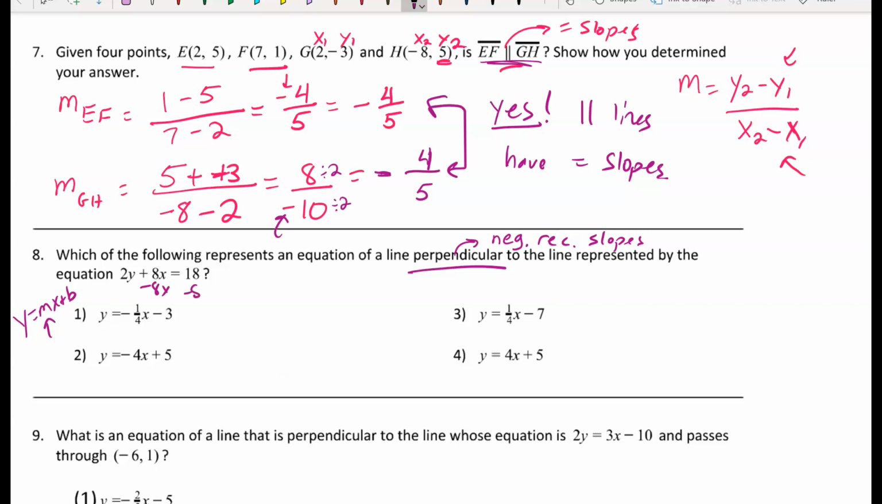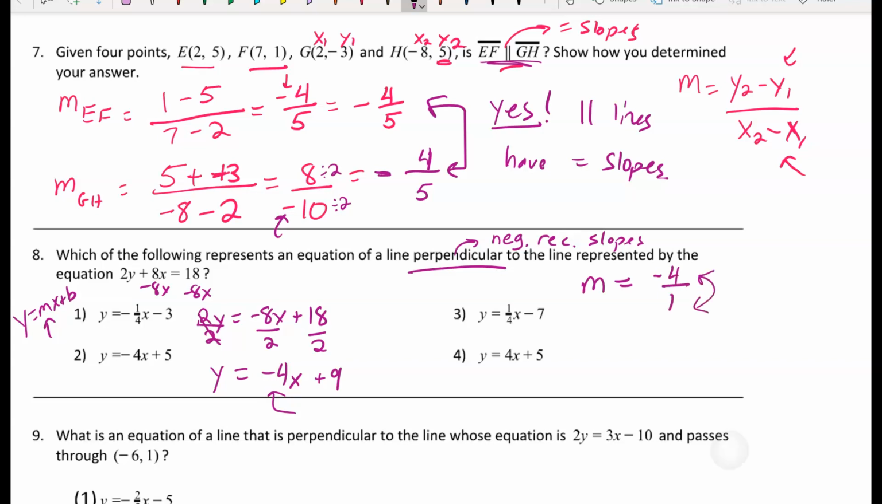I'm going to start by moving the 8x over with subtraction. So that equation looks like 2y equals negative 8x plus 18. And then I'm going to divide out my coefficient of 2. So I get y equals negative 4x plus 9. So it's a little tricky to find the negative reciprocal of negative 4, right? That's my original slope of this line. So I'm going to write it as negative 4 divided by 1.